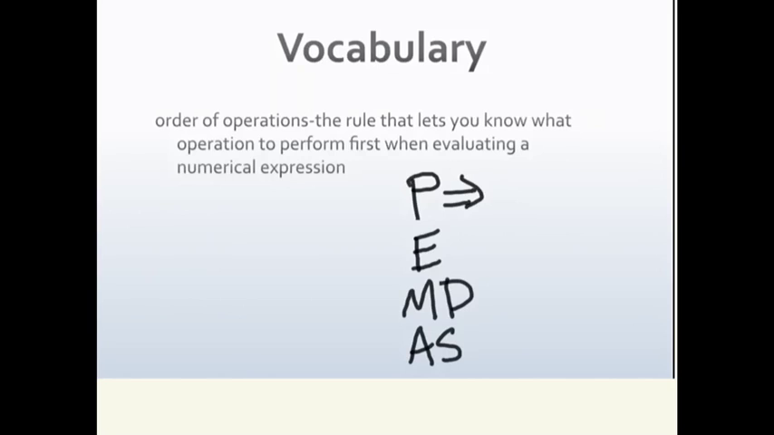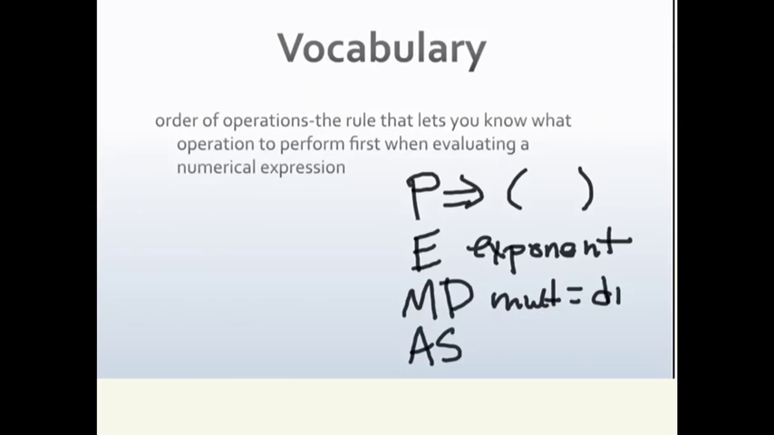So we know that P refers to parentheses. E refers to an exponent. M and D are multiplication and division. Multiplication and division in this case are equal, so what we do is we just go from left to right in our problem. And addition and subtraction are also equivalent. What that means is if I have a problem where there's just addition and subtraction, I just go from left to right. And we'll do a few examples in a moment.